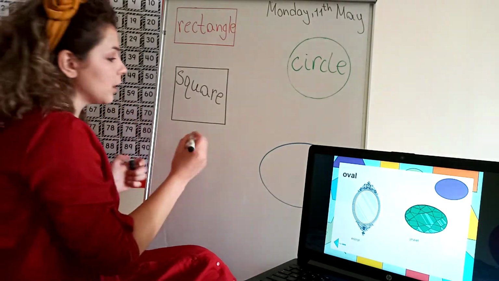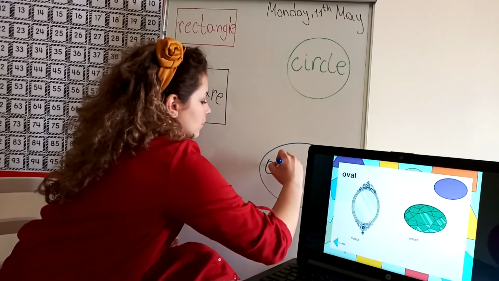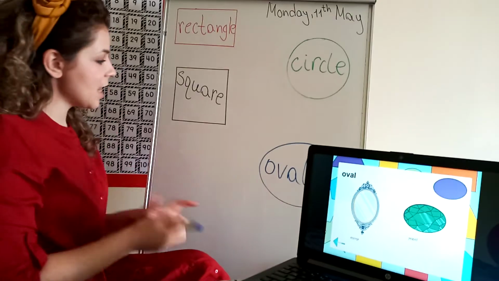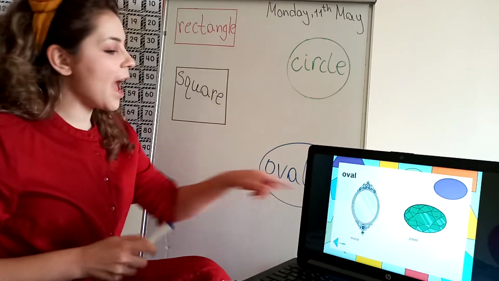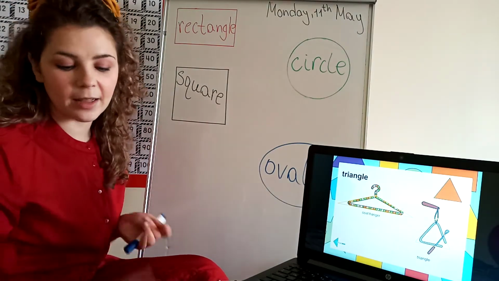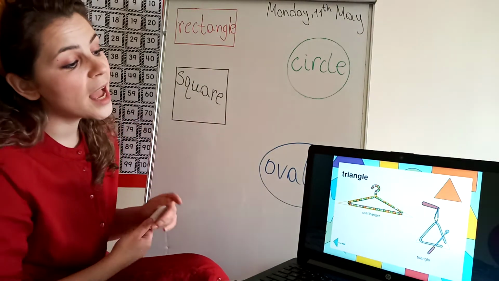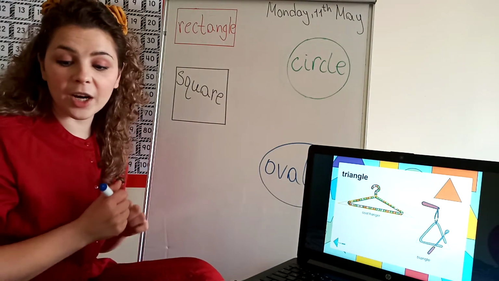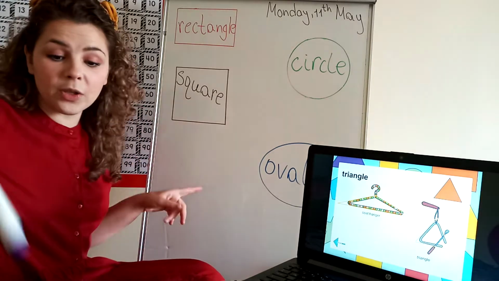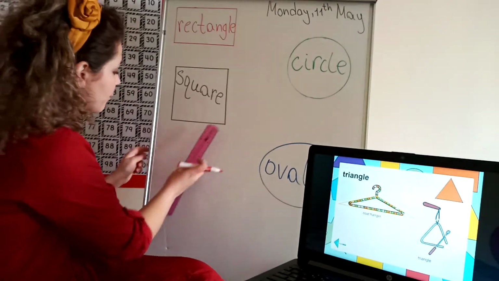Okay, so oval, let's write that word here. O-V-A-L, oval. And the last shape for today is a triangle, yeah? A triangle even got a musical instrument named after it, or maybe your coat hanger is in the shape of a triangle. Now, triangle also has straight sides, so we're going to draw a triangle now.